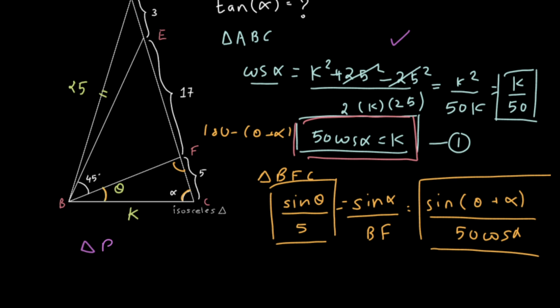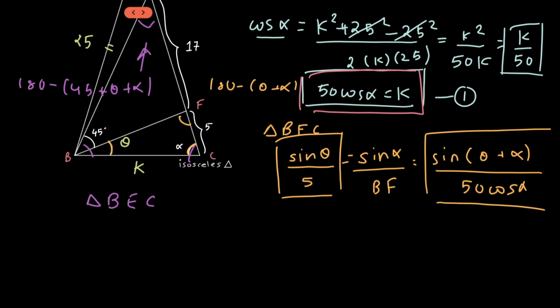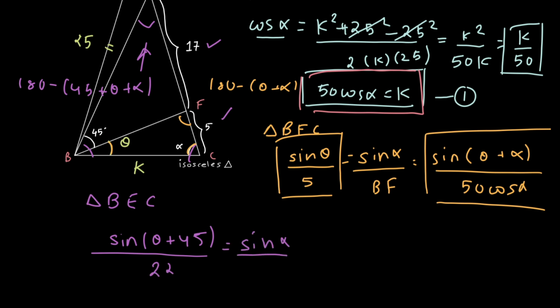This time I will take the triangle BEC, that is this particular triangle. Okay, one of its angles is 45 plus theta, another angle is alpha, and by angle sum property we get the third angle as 180 degrees minus (45 plus theta plus alpha). This is the value for this angle. Okay, so in this triangle if we apply the sine rule, therefore sine of theta plus 45, that is one of the angles, upon its opposite side, that is this complete side, and its length would be 17 plus 5, that's 22. This is equal to sine of alpha upon its opposite side, that is BE, and this is sine of 180 degrees minus (45 plus theta plus alpha).